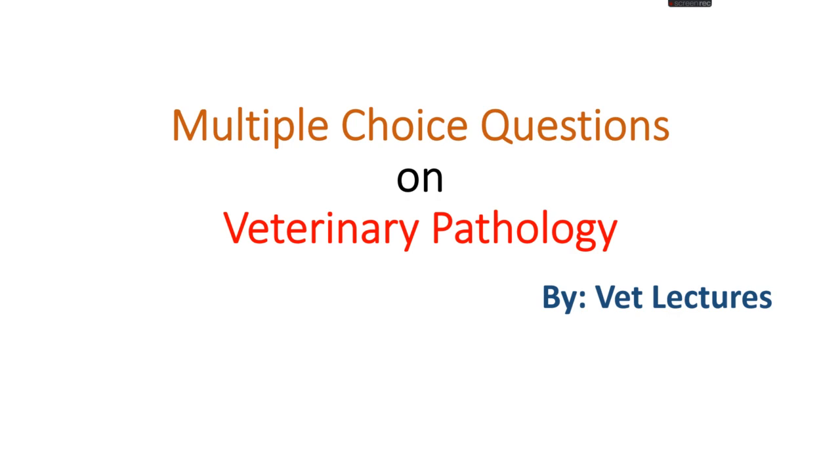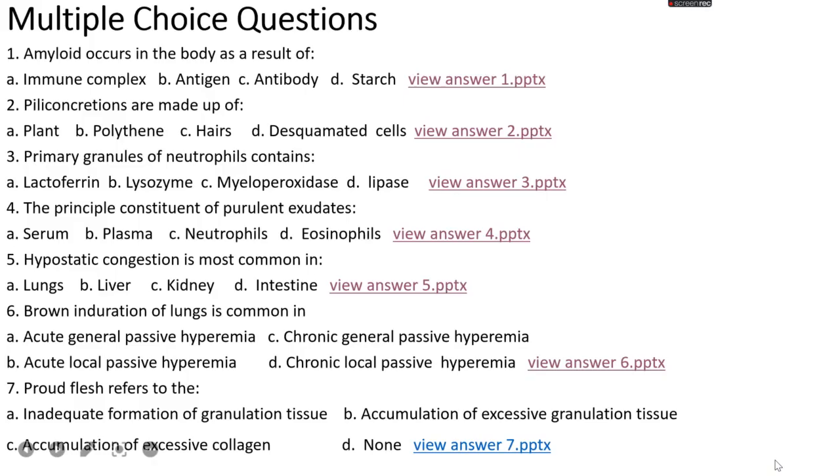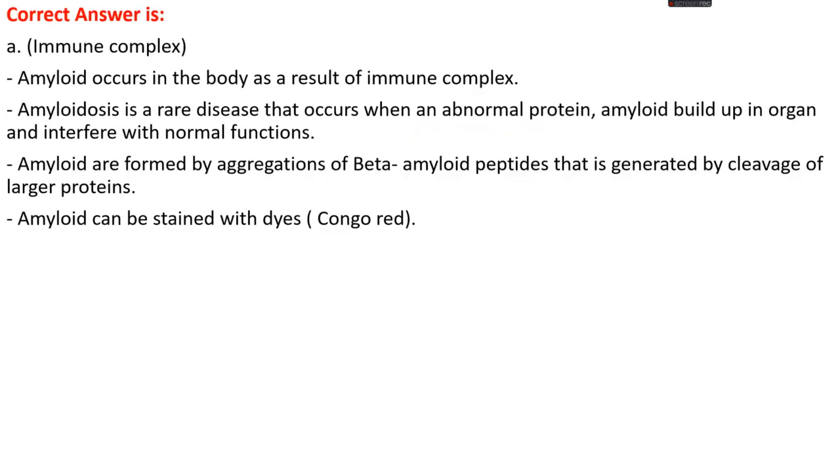Today we will discuss multiple choice questions on veterinary pathology. Question number one. Amyloid occurs in the body as a result of option A immune complex, option B antigen, option C antibody, option D starch. The right answer is option A, that is immune complex. Amyloid occurs in the body as a result of immune complex.